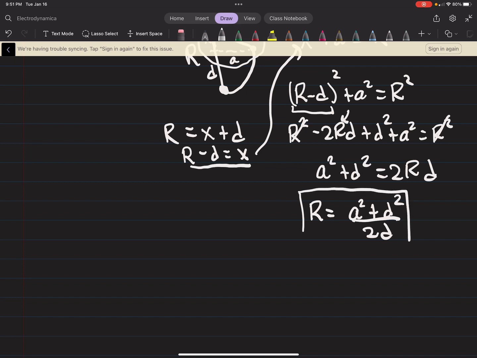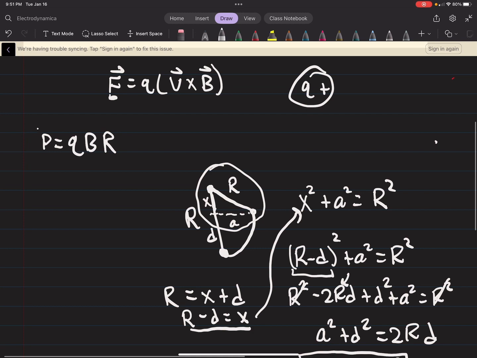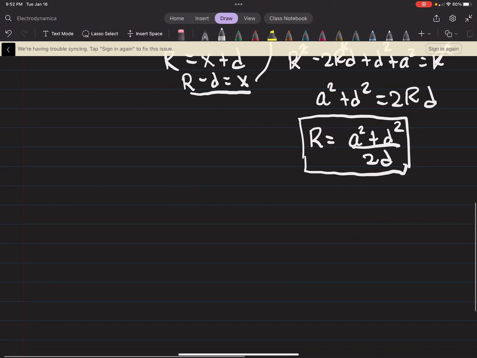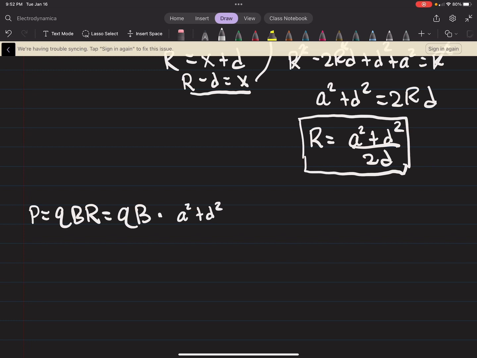So now we can substitute this into the momentum equation, and this is just a common result from this circular motion that we get. So p equals QBR, which we know is Q times B times (a squared plus d squared) over 2d. And that's your final answer.